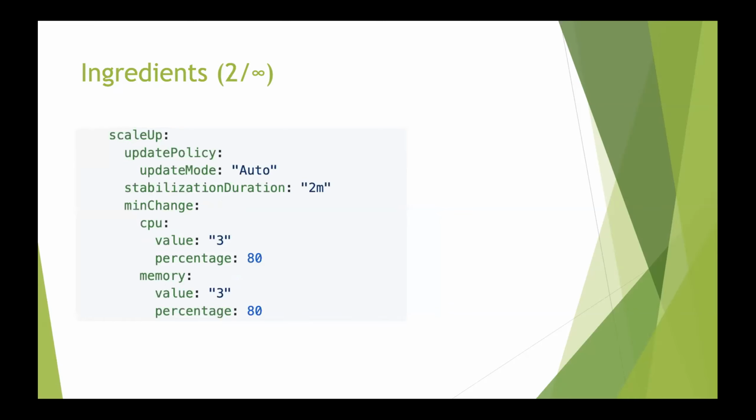Another example, for scale up: let's say update mode is set to auto and stabilization duration is set to 2 minutes. In that case, scale up can happen at any time, given that 2 minutes have passed since the last scaling. And also the minimum change in CPU and memory is 3 cores. Sorry for the misprint here, the memory is not 3, but maybe 3 GB or 300 megabytes or any value which is valid for memory.